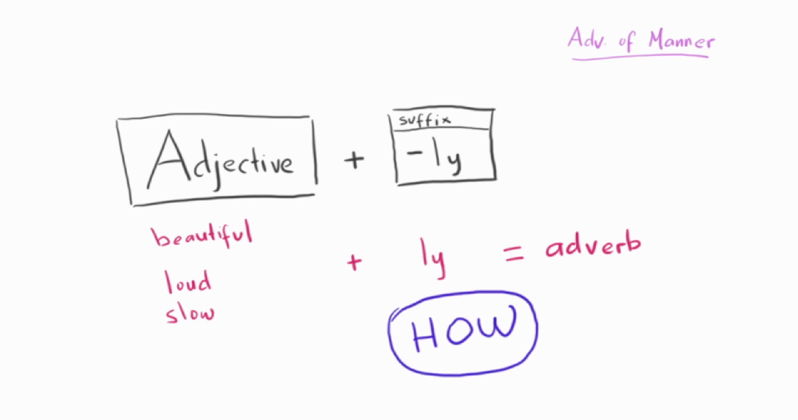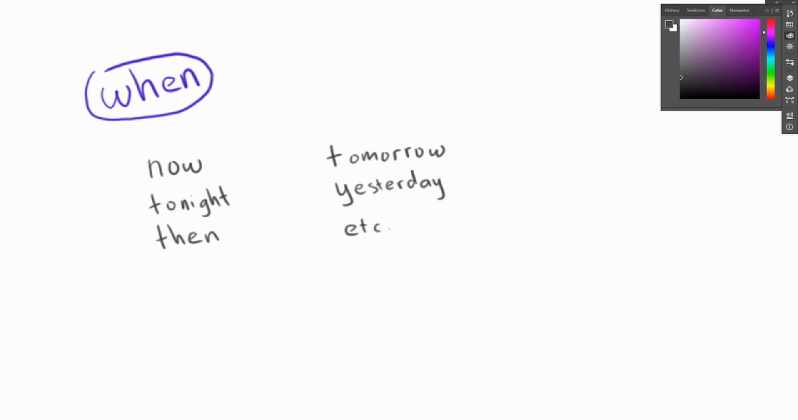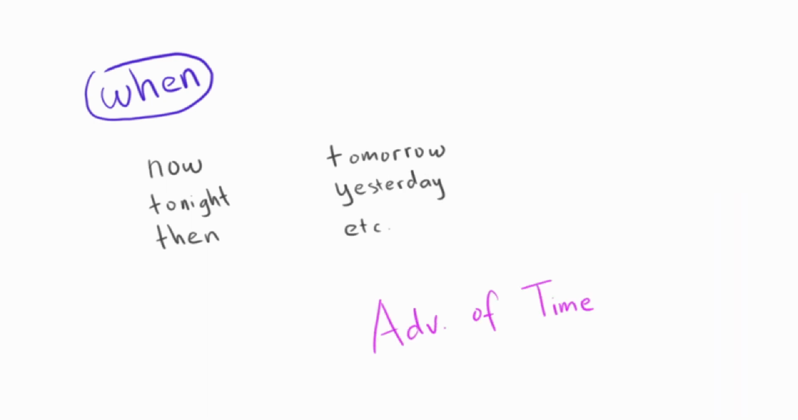a verb happens. Second, adverbs can also describe when something happens, like now, tonight, then, tomorrow, yesterday, and so on. We call them adverbs of time.